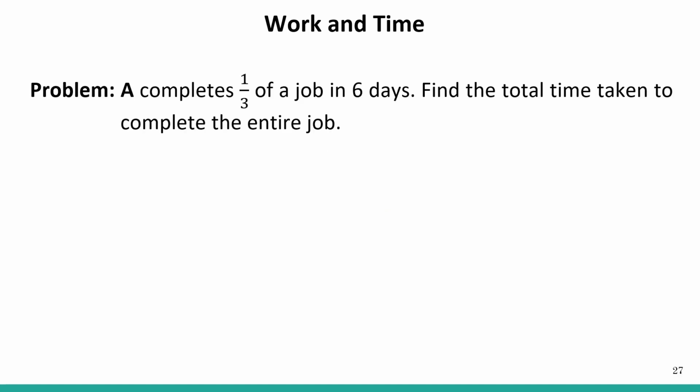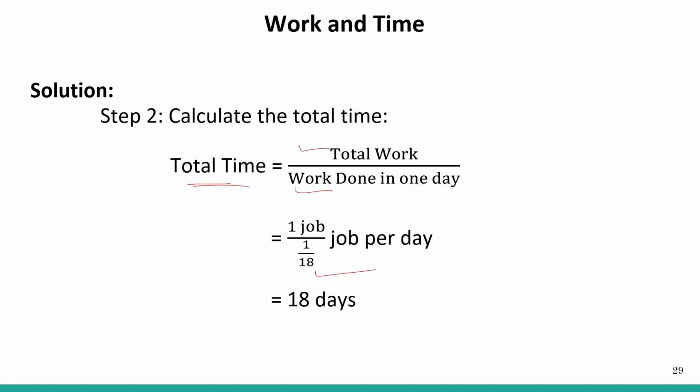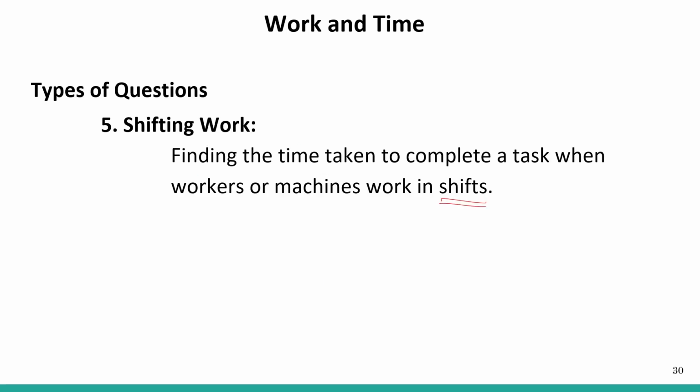If A completes 1 by 3rd of a job in 6 days, find the total time taken to complete the entire job. Okay, so it will take 18 days. Step 1, the work done by A in 1 day is 1 by 3 whole by 6, which is equal to 1 by 18 per day. So calculate the total time, that is total time is equal to total work by work done in 1 day. So 1 job by 1 by 18 is equal to 18 days.